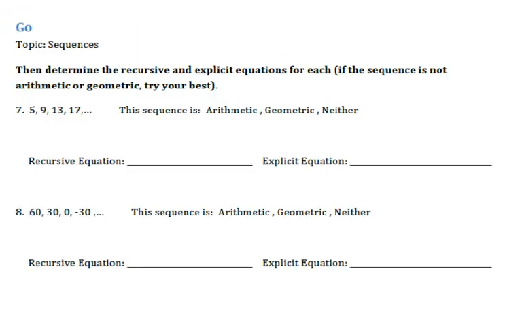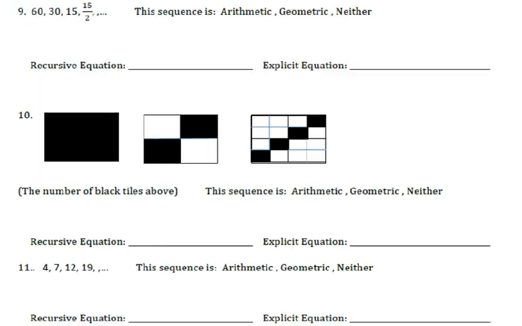Now on these next ones, you're determining if the sequence is arithmetic or geometric, and writing a recursive and an explicit equation. We've got quite a few of those. I'm going to do number 9, and I think you guys should be able to try 7 and 8. We'll take a look at 9 and 10. So, we've got 60, then 30, then 15.